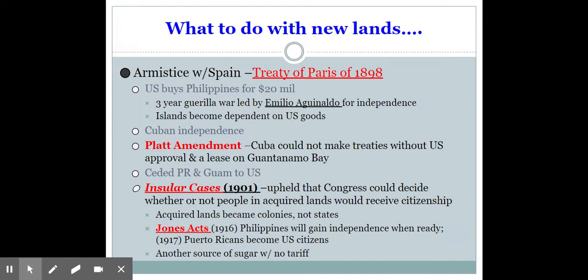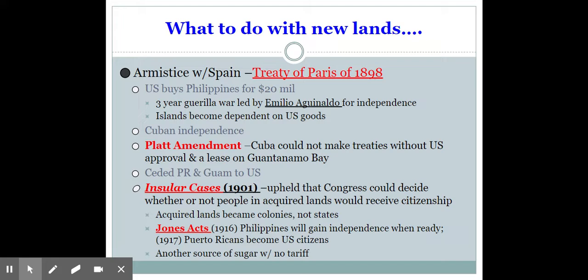Cuba does become independent, but there are going to be some corollaries, some amendments that are going to restrict exactly what that independence looks like. So, although Cuba is politically independent, according to the Platt Amendment with this Treaty of Paris, the United States is going to put a provision on Cuba that it cannot make any treaties, it cannot engage in any trade without US approval, and the United States will be able to gain a lease and build a naval base at Guantanamo Bay, which is still there today.